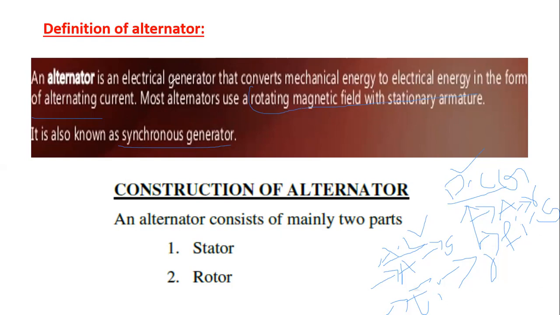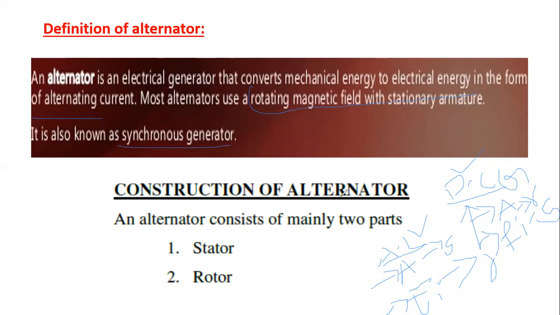The construction and the working principle of the AC generator and the DC generator are the same. The only difference is, in the case of a DC generator, the armature is rotating and the field is stationary, but in the case of an alternator, the armature is stationary and the field is rotating. That is the difference between the DC generator and the AC generator.